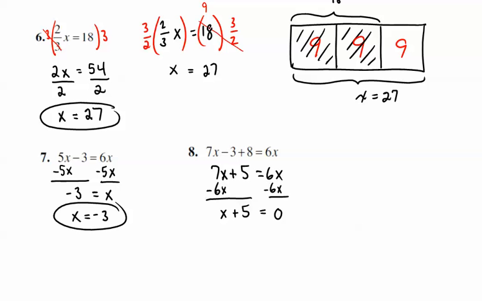Now the x is already in place. I don't want to think about moving it, but I do need to move away the 5. The way I do that is by subtracting 5 from both sides, and I end up with x is equal to negative 5. So that would be the answer for problem number 8. And we'll stop this video at this point and go on to problem number 9 in the next video.